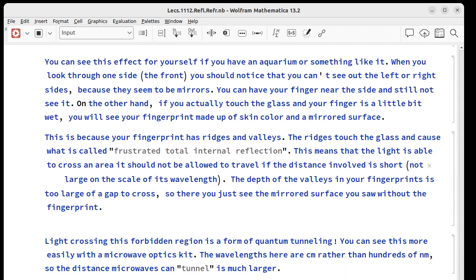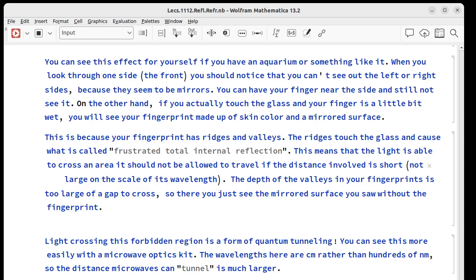Now, you can try this yourself. If you've got an aquarium or something like an aquarium, you look through one side of it while it's full of water and you can see out the back just fine, but you should notice you can't see out the left or right sides. They look like they're mirrors. You can have your finger right outside the left or right side and you won't be able to see it. Now, if you lick your finger or get it wet and touch the side of the glass, all of a sudden you will be able to see it.